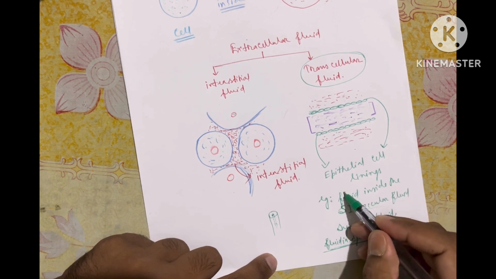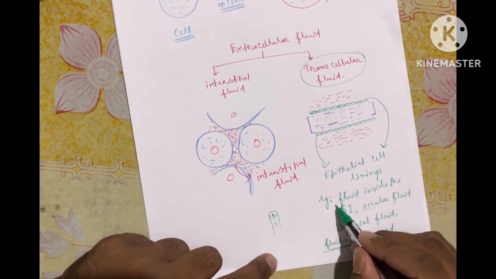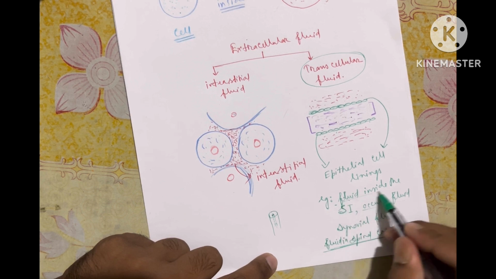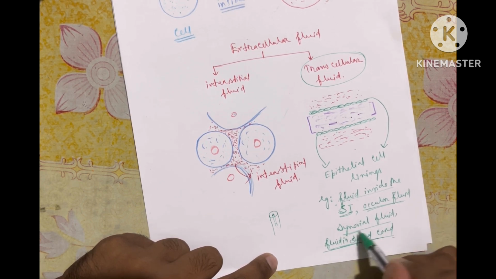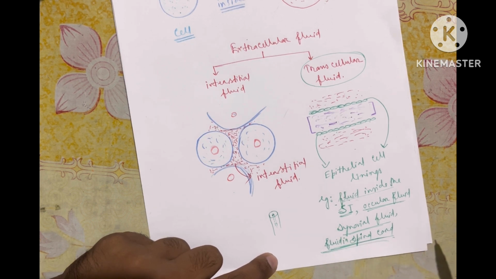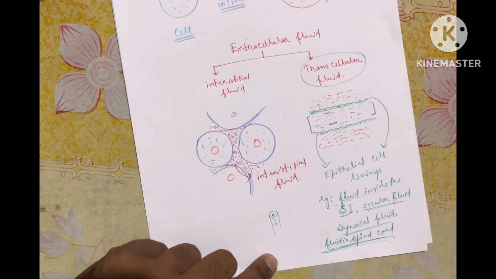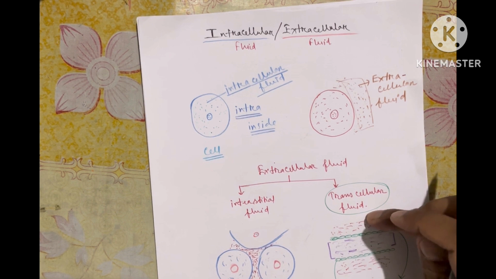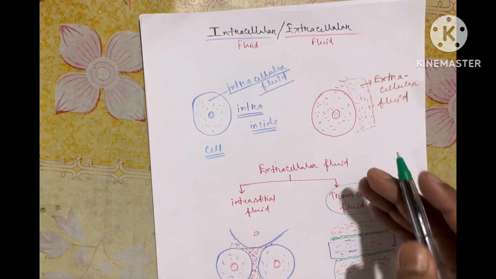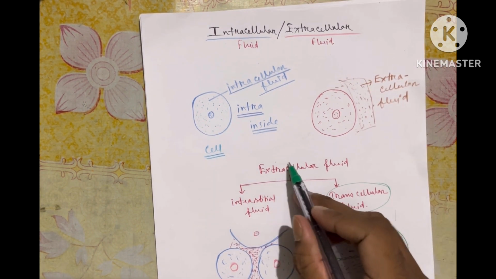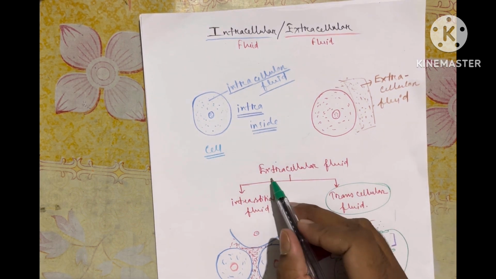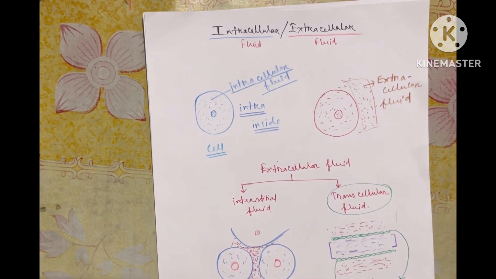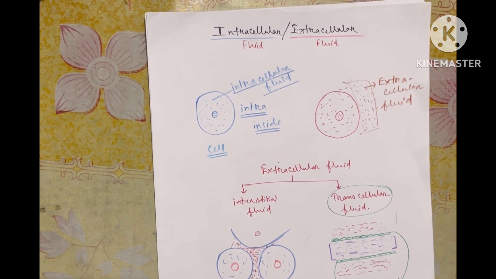So examples of transcellular fluid are fluid inside the small intestine, intraocular fluid, synovial fluid, and fluid present in the spinal cord. Transcellular and interstitial fluid are examples of our extracellular fluid. Extracellular fluid and intracellular fluid.